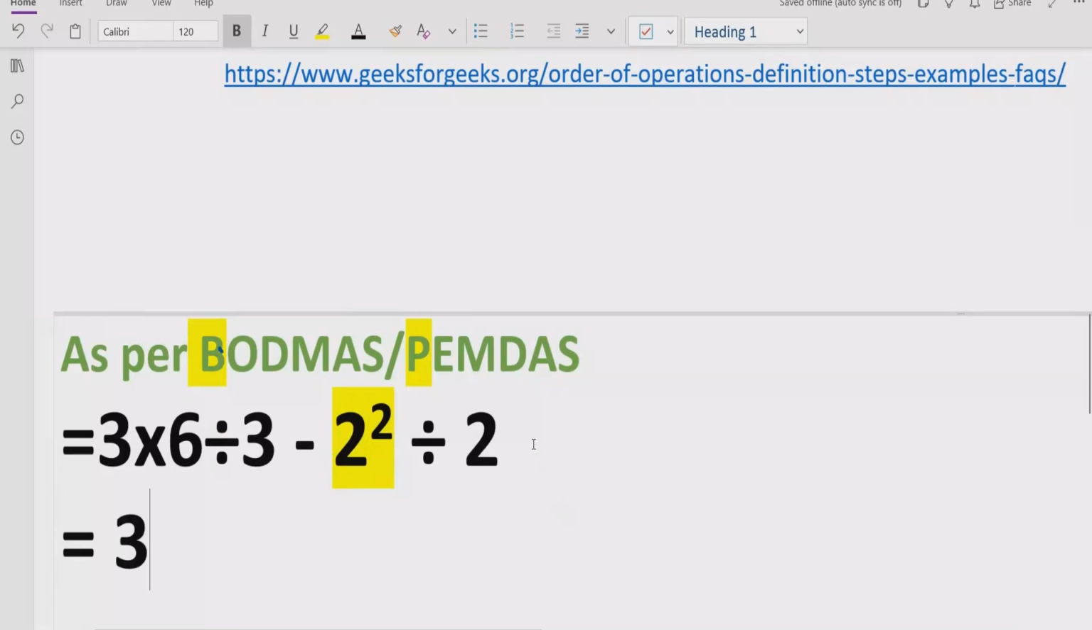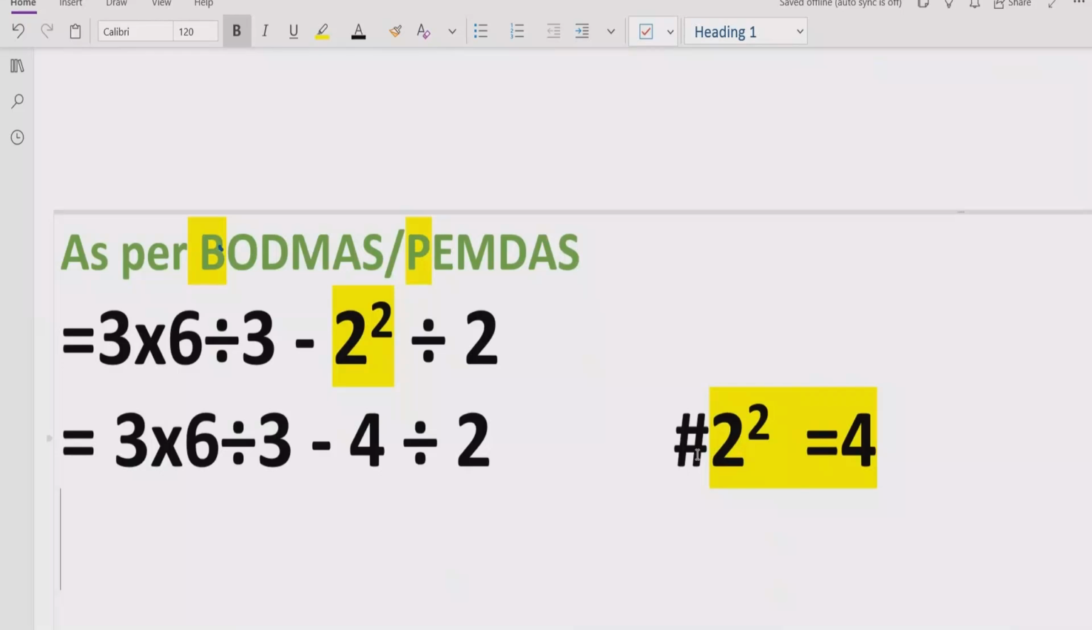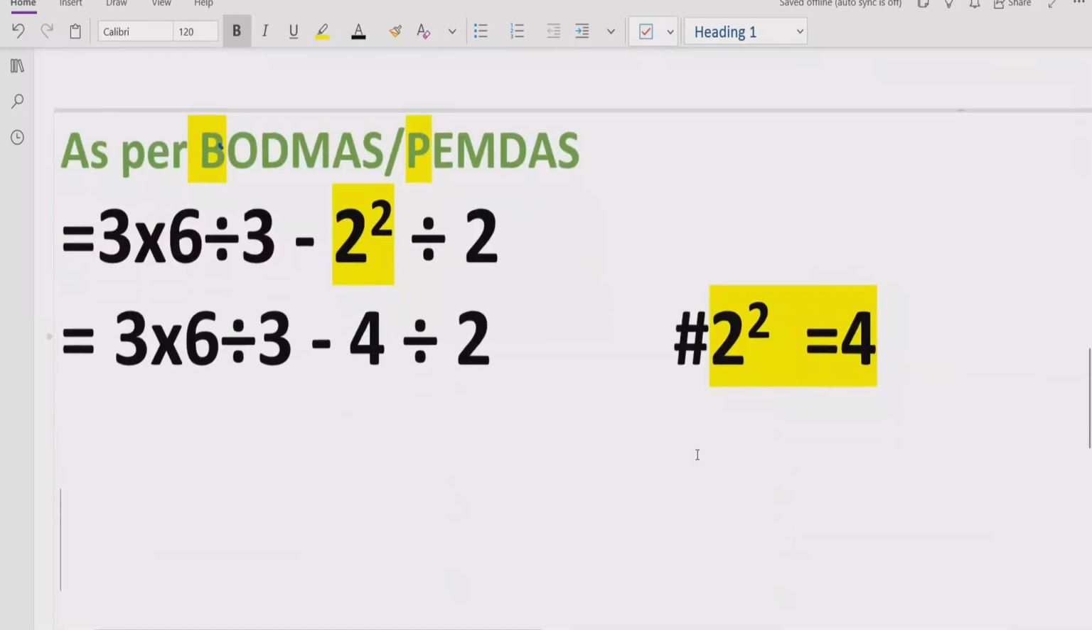Here we will write the other part as it is, and 2 raised to power 2 equals 4, divided by 2. Now here we will give the reference: 2 raised to power 2 equals 4. Now we will move forward, and we do not have any power in our expression. So now we will move forward and see multiplication and division.